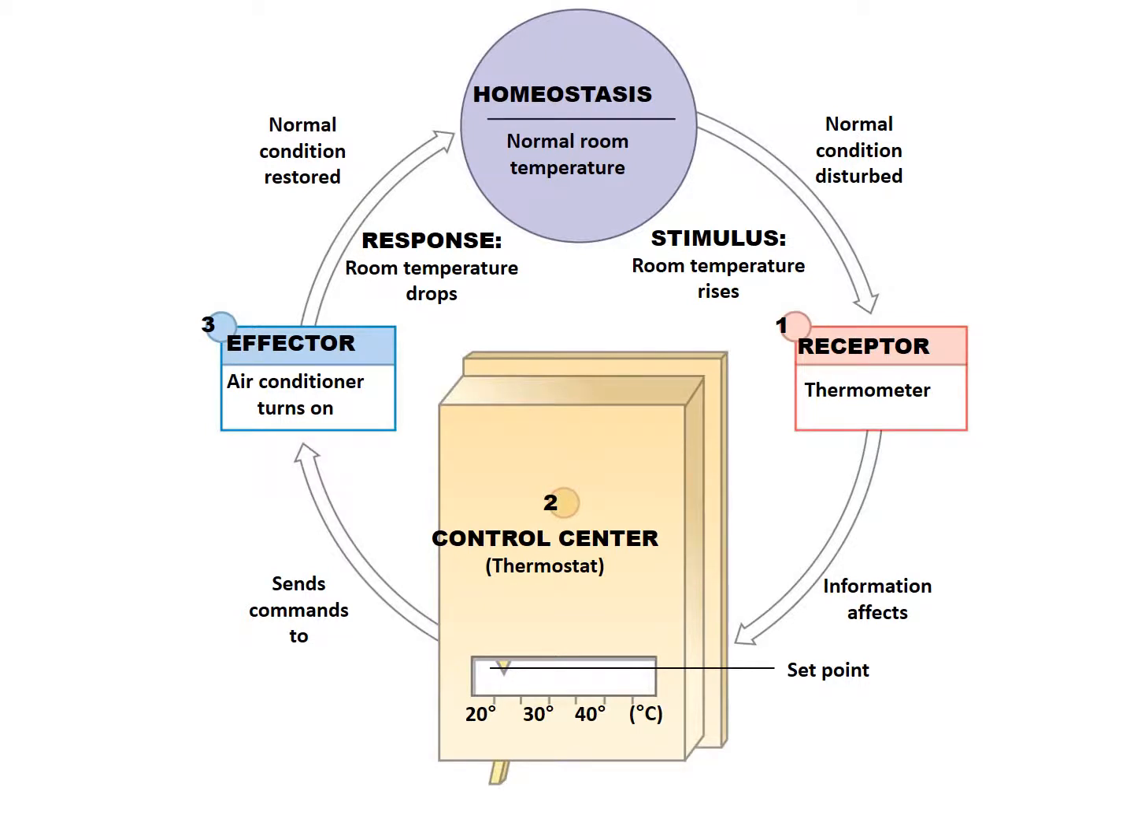That means the control center will then send the command to the effector to turn the air conditioner on. The air conditioner will then turn on, cooling the room. As the room temperature drops, it will go back into the homeostatic mechanism and provide that overall system response to return the system to normal and shut the thermostat and air conditioner off.